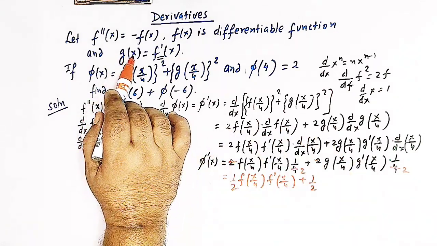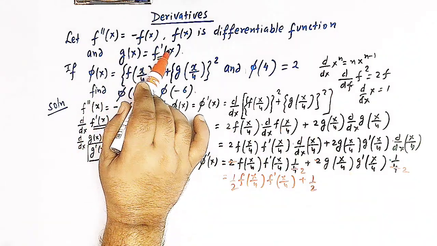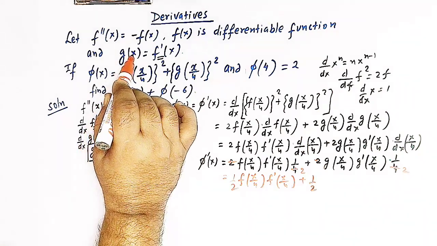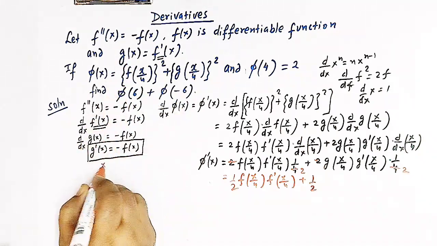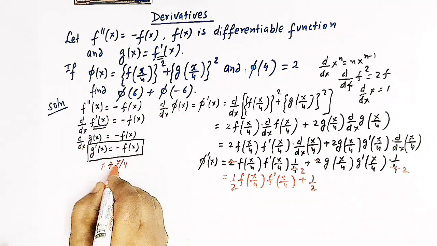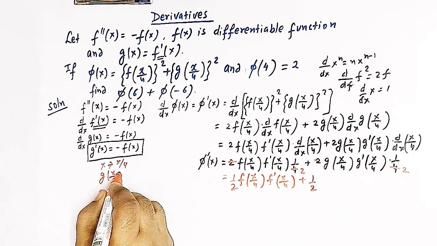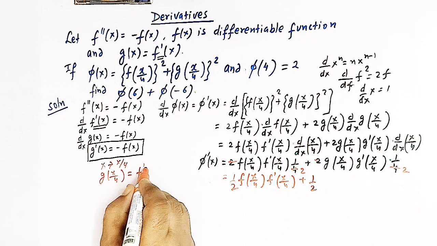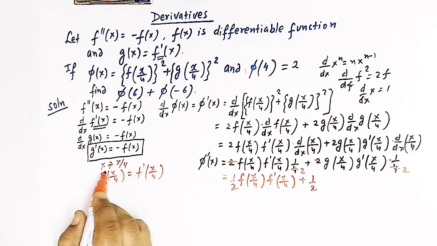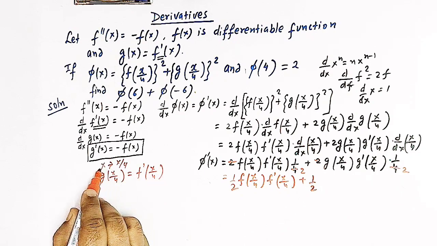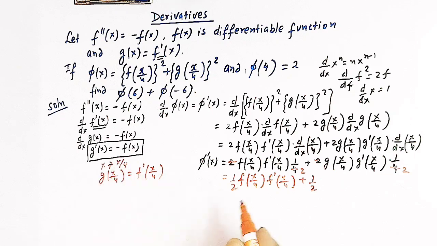Now see, g of x is equal to f prime of x. So when we replace this x by x over 4, then see what we get: g of x over 4 is equal to f prime of x over 4, because here we are changing the input from x to x by 4.